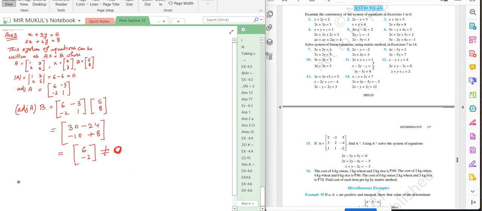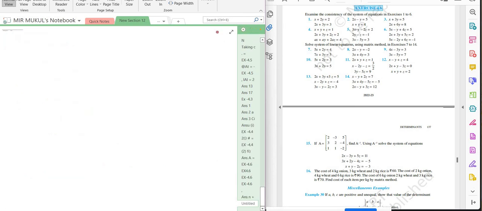It means the system of equations is inconsistent. Examine the consistency: the equation is consistent or inconsistent. So this is one kind of question. Here we have to check whether it is consistent or not.